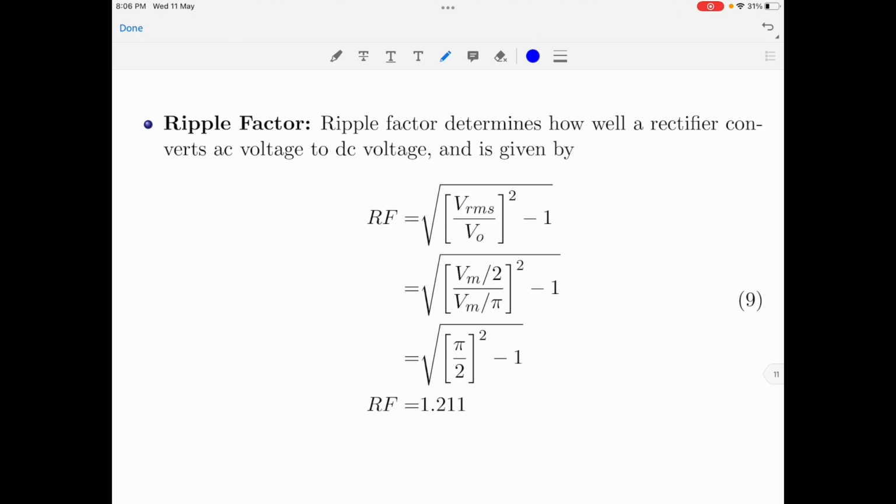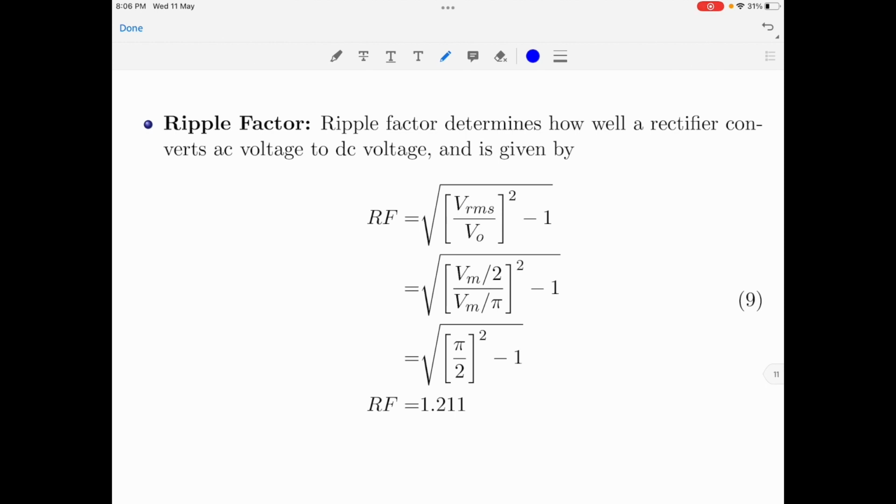Moving on, let us now find the value for the ripple factor of the half wave rectifier. Please note, ripple factor determines how well a rectifier converts AC voltage to DC voltage, and it is given by the formula Rf, which stands for ripple factor, equals the square root of (Vrms divided by V0) whole squared minus 1.